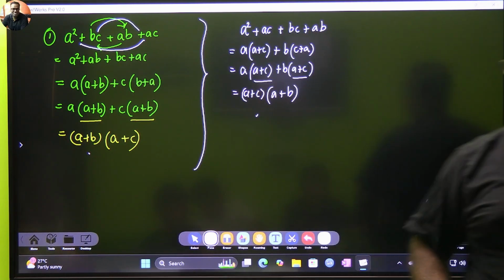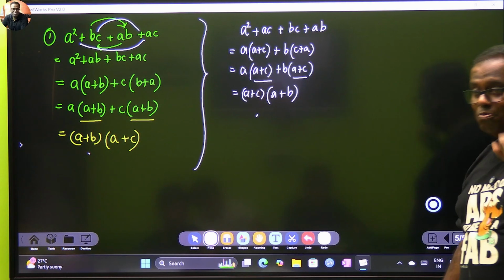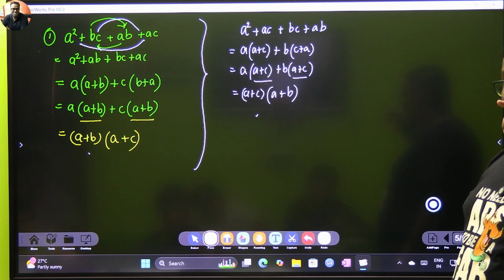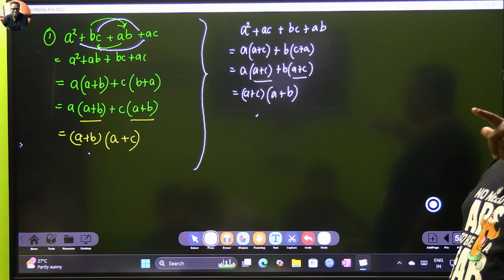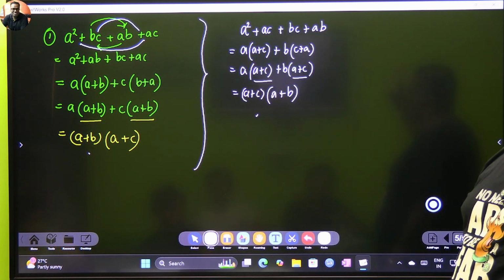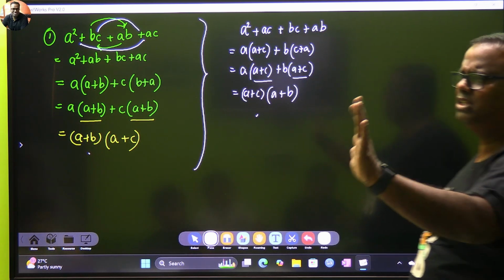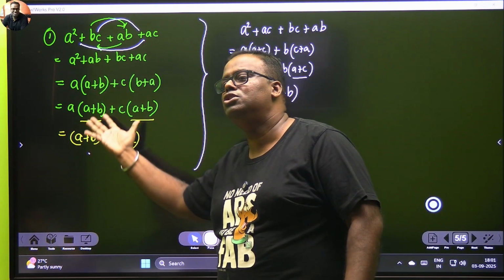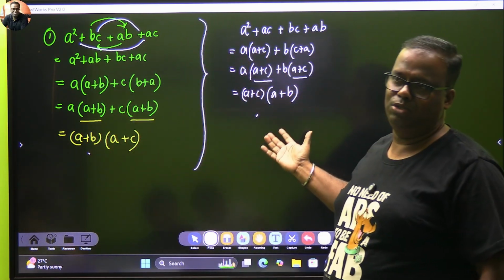That's why I say mathematics is about playing with the thing: the more you play, the more you understand it. Otherwise, your dependency will always be on me. Sir thought like that, ma'am thought like that. No, there's nothing called sir and ma'am. You should be mathematically correct, which means I can do this problem this way, and I can do it this way also.